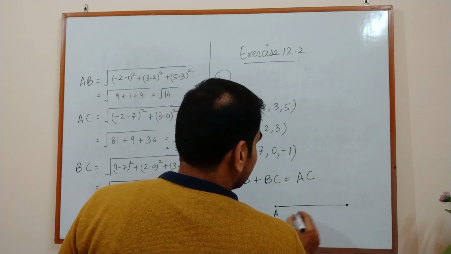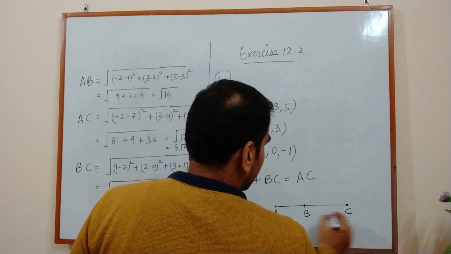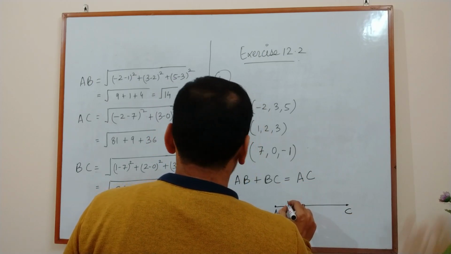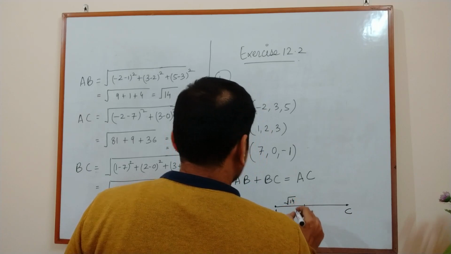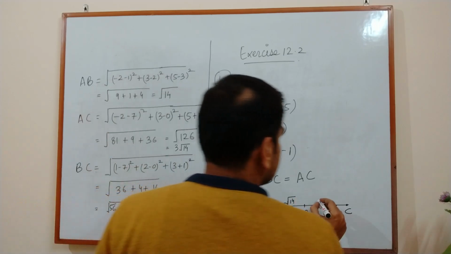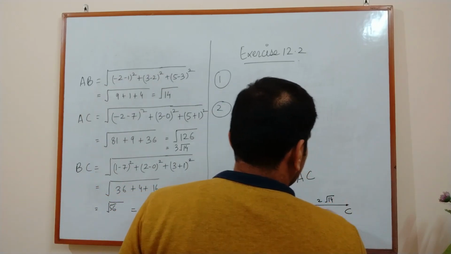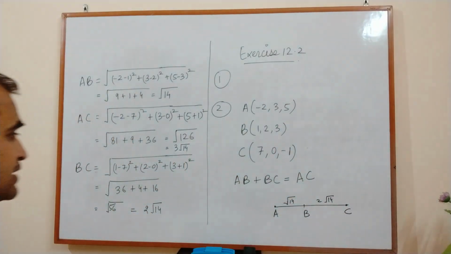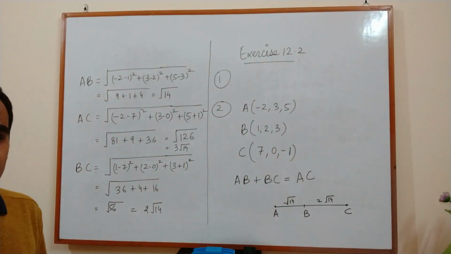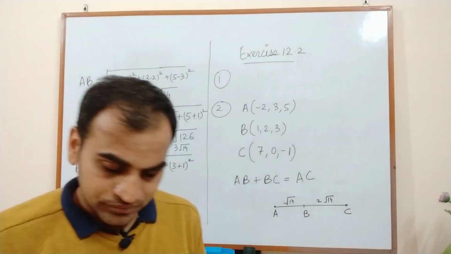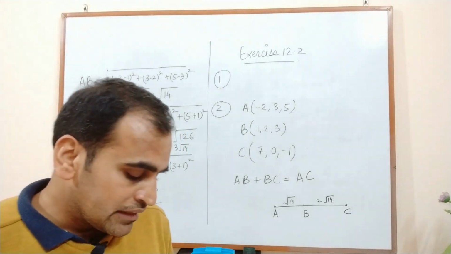It means the arrangement of the points is like this. The distance AB is under root of 14, and the distance BC is 2 under root of 14, and that complete distance AC is 3 under root of 14. So this means these points are collinear. So it is a very easy way to check.